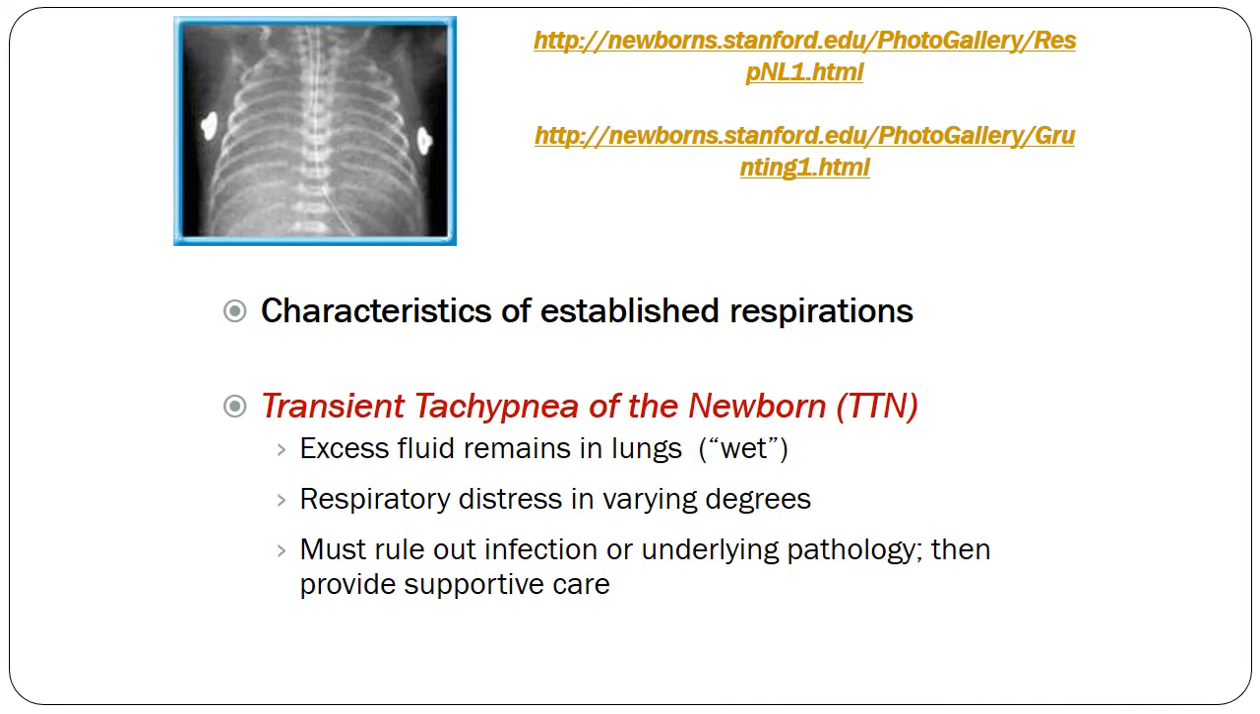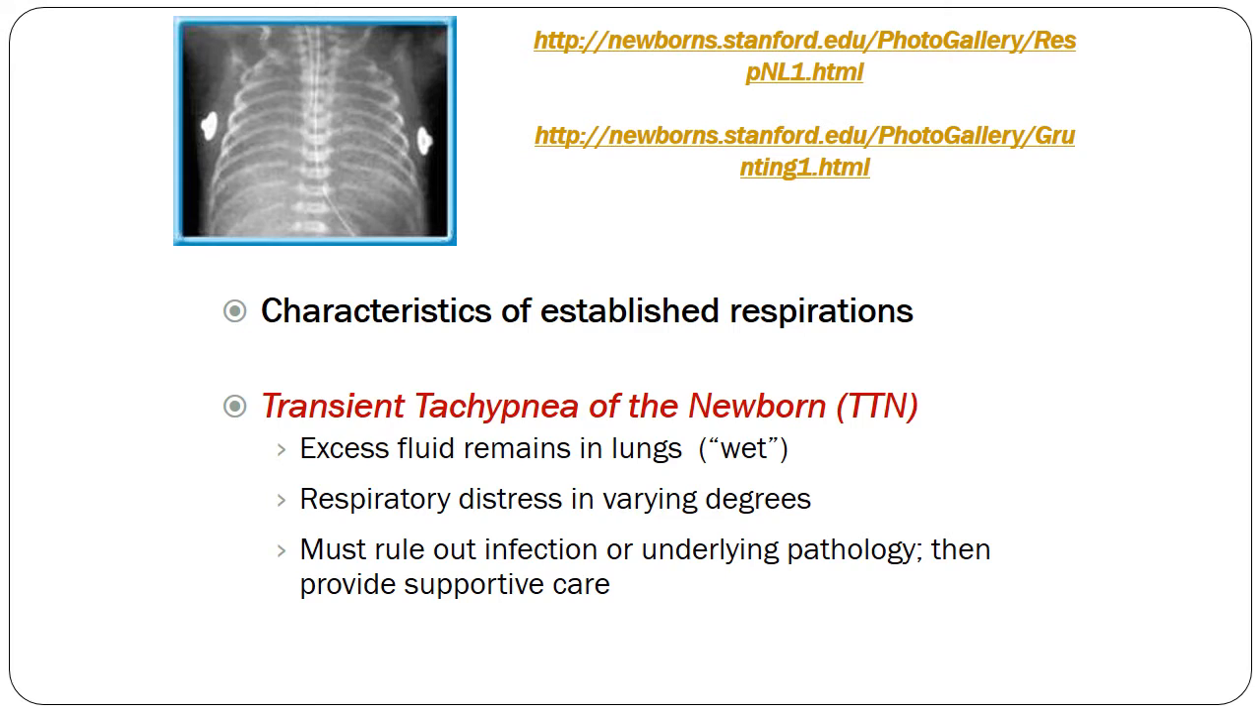So the characteristics of established respirations. Babies are the funniest breathers you can imagine. It isn't like they just breathe in and out like all the rest of us do. What they do is they kind of go quick, then slow down, pause, and then go again. So they have some interesting respiratory patterns, but they also can get something called transient tachypnea of the newborn.